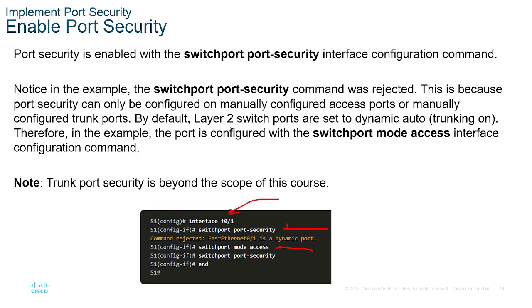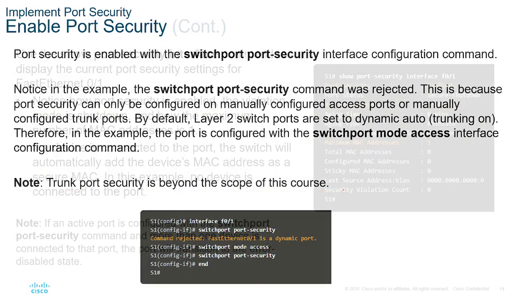Port security is enabled with the switchport port-security interface configuration command. Notice in the example, the port security command was rejected. Why? It is because port security can only be configured on manually configured access ports or manually configured trunk ports. By default, layer 2 switch ports are set to dynamic auto, or trunking on. Trunk port security is beyond the scope of this course.